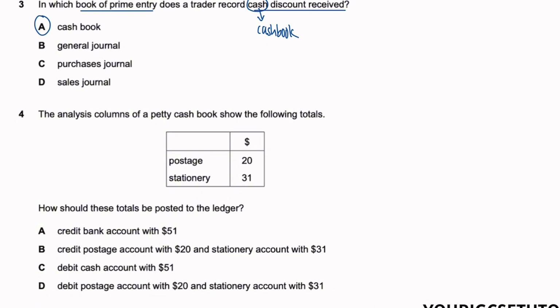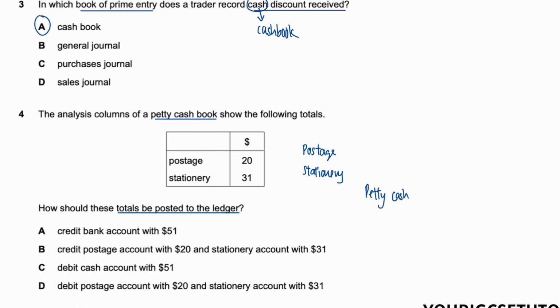Question 4. The analysis columns of a petty cash book show the following totals. How should these totals be posted to the ledger? Okay, so the thing to take note of is these 2 transactions are in the petty cash book, and as we know, you need to know the double entry. Because postage and stationery are all expenses, right? So you should debit expenses and then you credit your petty cash.